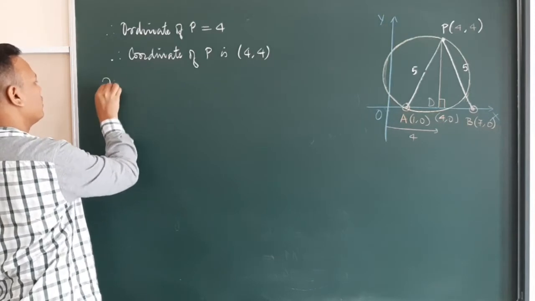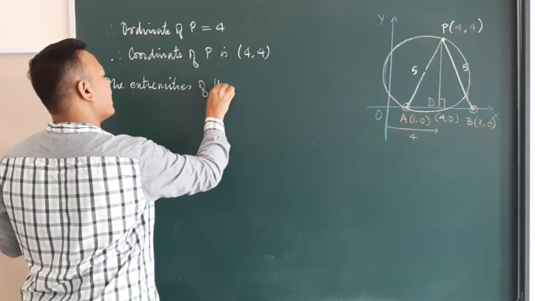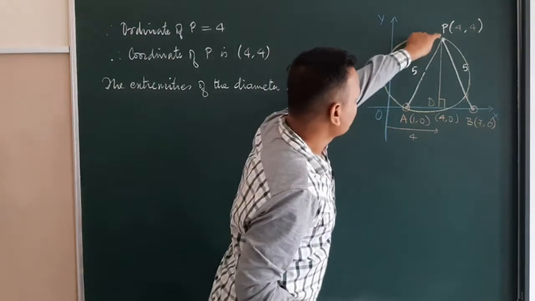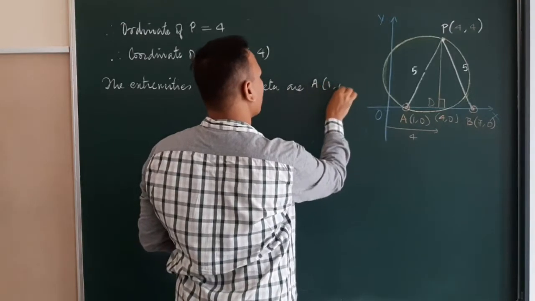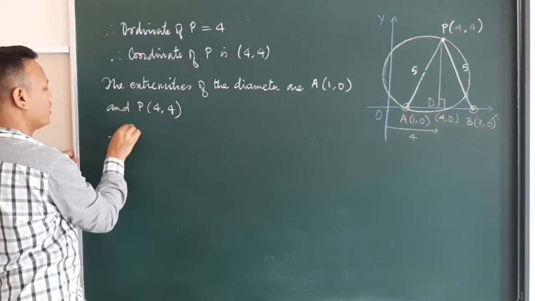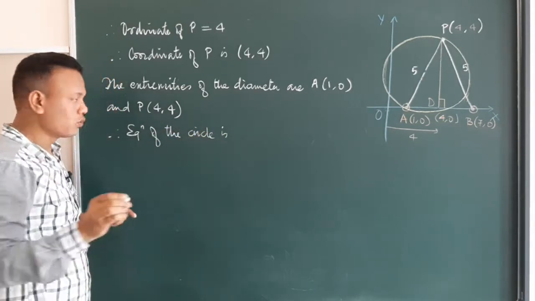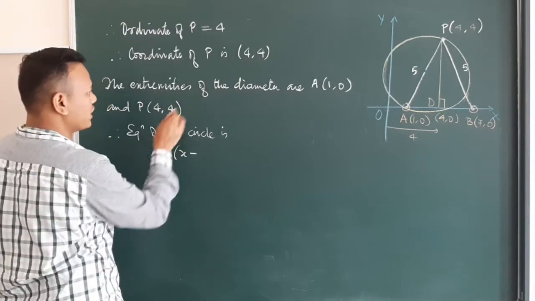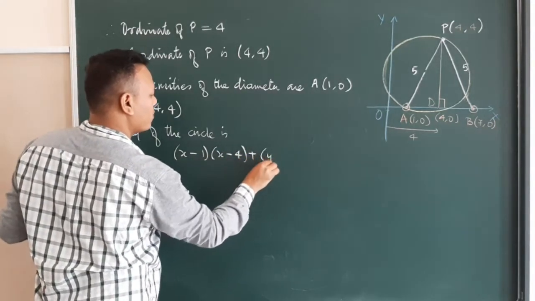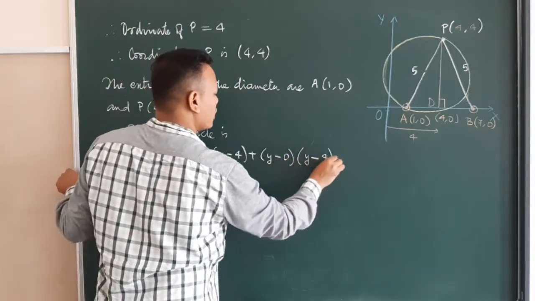Therefore, the extremities of the diameter are, one is A, that is 1 comma 0, and the other one is P, that is 4 comma 4. So therefore, the equation of the circle is, okay, the formula says x minus x1, x1 is 1, into x minus x2, x2 is 4, plus y minus y1, y1 is 0, into y minus y2, y2 is also 4, equals 0.